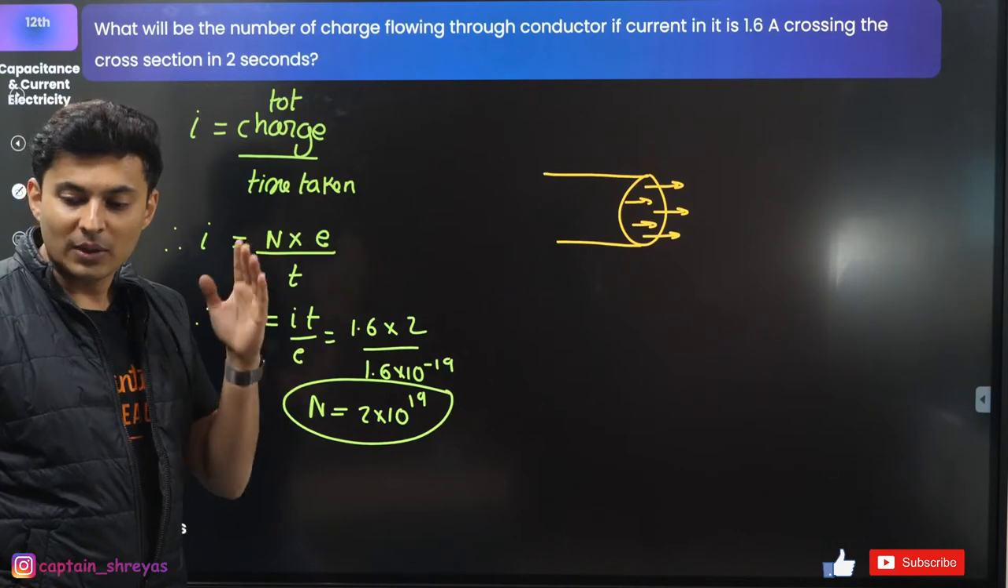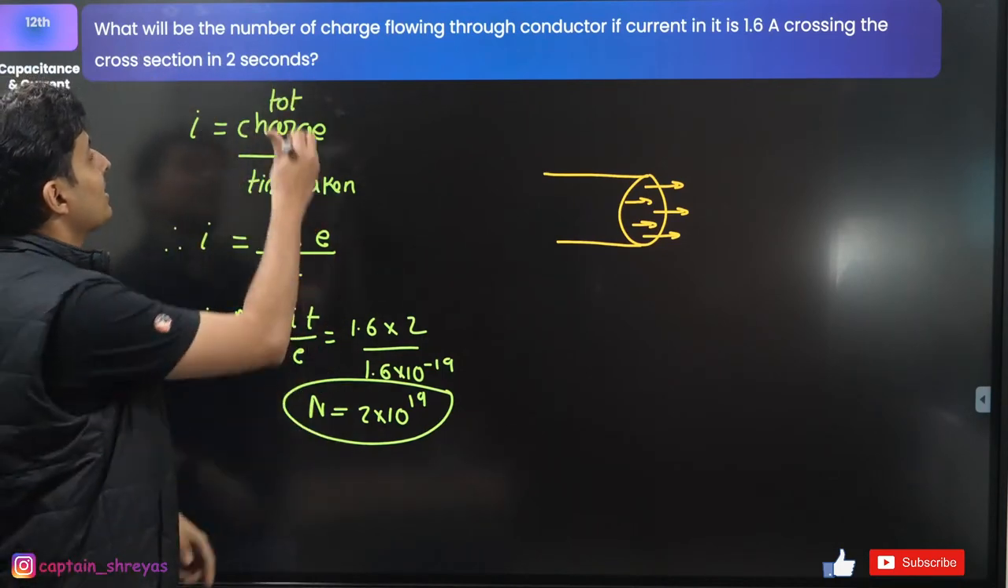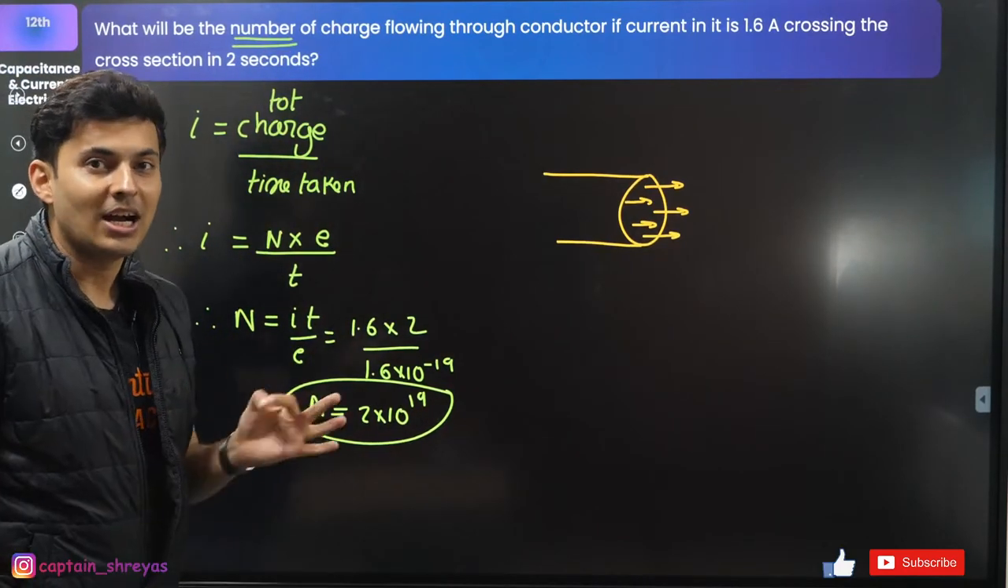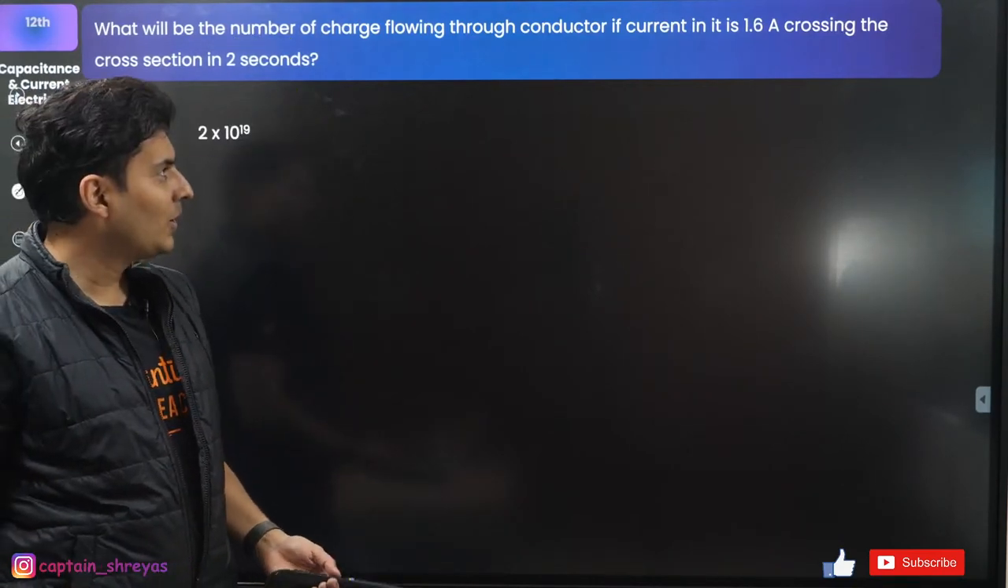Yes, so whatever you found was the value of the charge and not the number of charges. Read the question carefully. The number N was asked, not the charge in coulombs. Okay, cool. Great. Moving on to the next question.